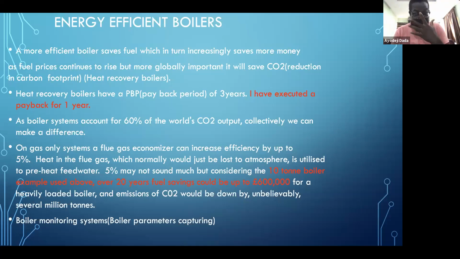The 5% efficiency improvement can result in a 10-ton boiler. Most of us in the poll said we're using a 10-ton boiler. Over a 20-year period, you can have fuel saving of about 600,000 pounds. I forgot to put this in Naira, but I'm sure that's some huge amount of money.